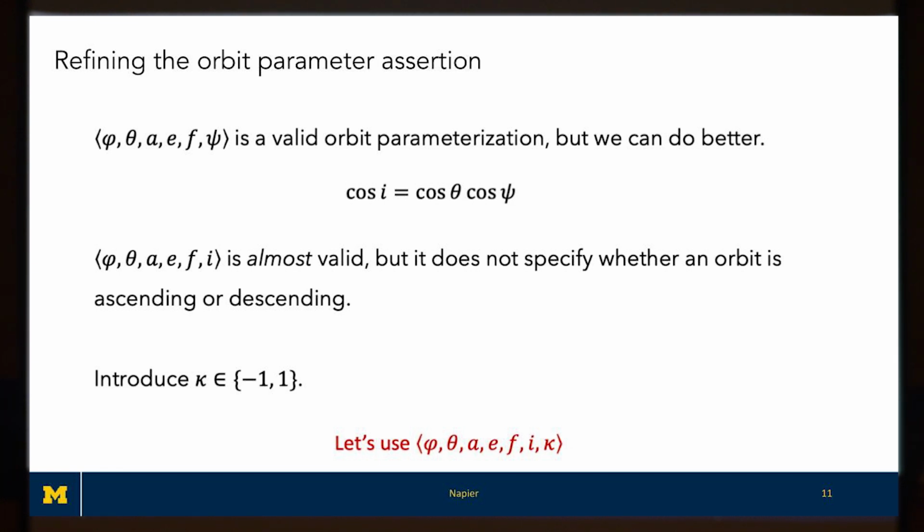Psi is not constant, but inclination is constant. So inclination is related to psi by cosine i equals cos theta, cos psi. So if we want a more constant basis, you can use phi, theta, A, E, F, and inclination. That's almost a valid orbit parameterization, but you can't actually tell whether the orbit was ascending or descending at the time that you specified the elements. So you need to introduce another element kappa, which is just binary, it's plus or minus 1. So we have this orbit parameterization that we're going to use for linking.